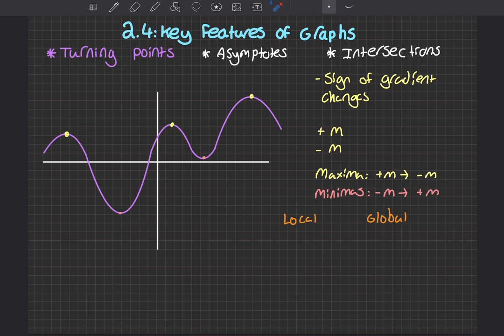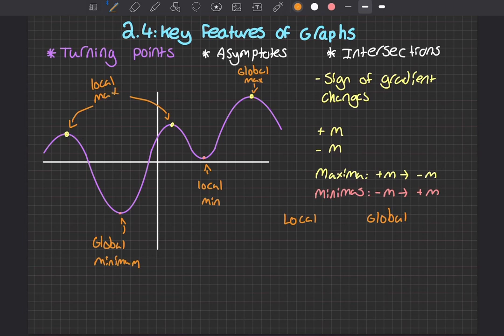So this is the highest point in this area. This is the lowest point in this area. While a global maximum is the maximum point of the whole graph, and the global minimum is the minimum point of the whole graph. So this would be a global minimum. This is a global max. And then these are all local minimum, and these two would be local maximums.